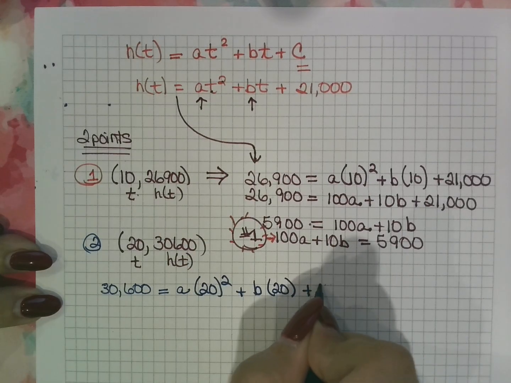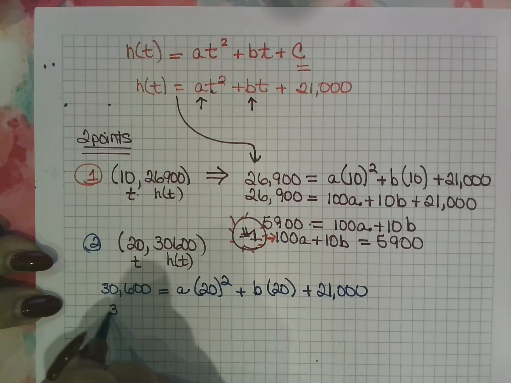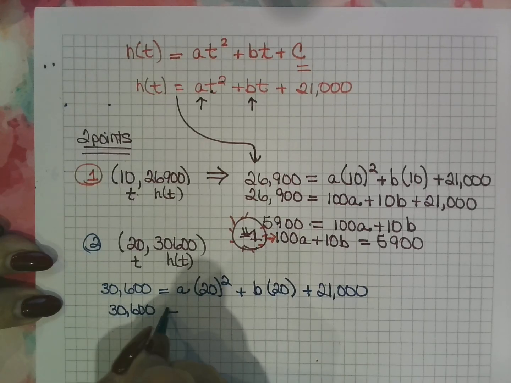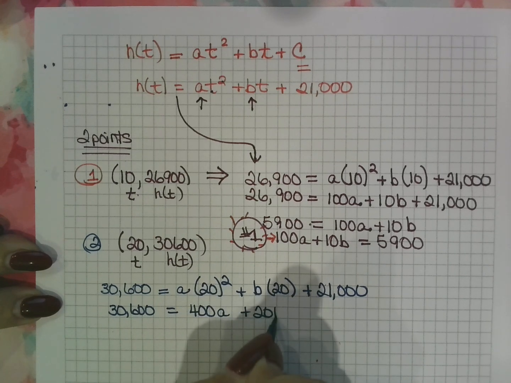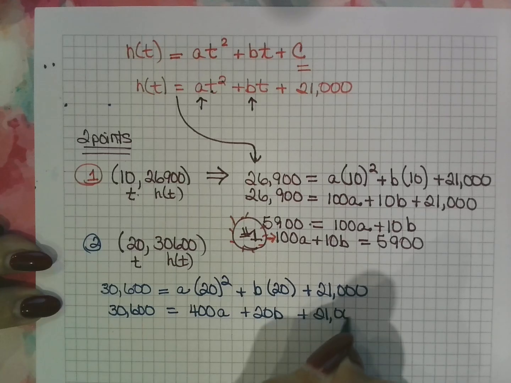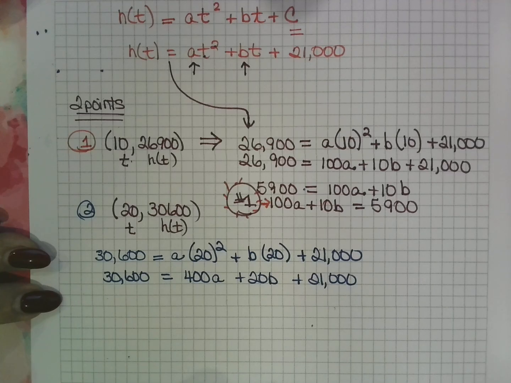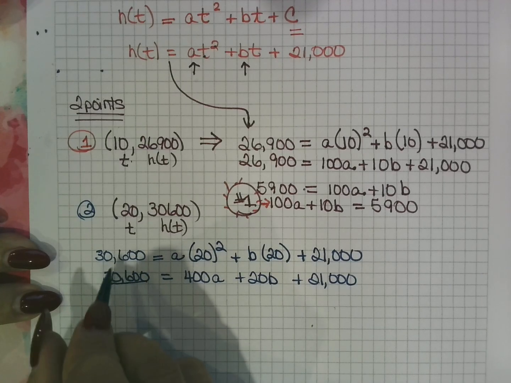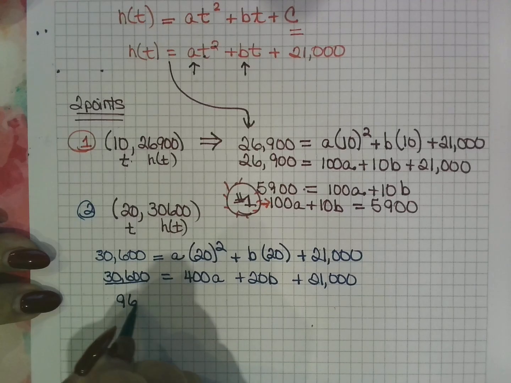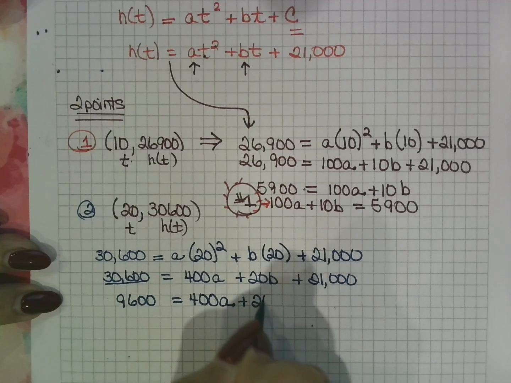And plus the 21,000. Okay? Simplify this a little bit. This is 30,600 equals 20 squared is 400a plus 20b plus 21,000. Once again, we're going to subtract 21,000 from both sides because we want to simplify this. So if I subtract 21,000 from 30,600, I'm going to get 9,600 equals 400a plus 20b.